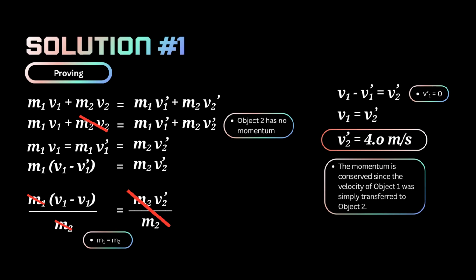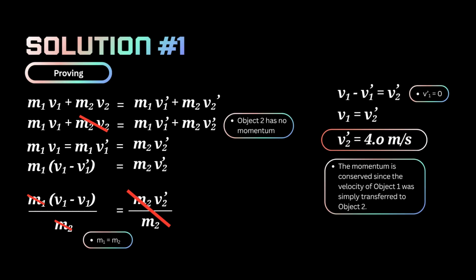Now, to prove whether our answer is correct, first, let's address the key idea. The momentum before and after collision remains the same, which is a fundamental principle in physics. We began with the cue ball moving at 4 meters per second and the three ball at rest. After the collision, the cue ball stops, indicating its velocity transferred entirely to the three ball.